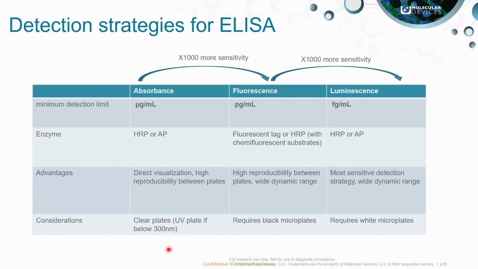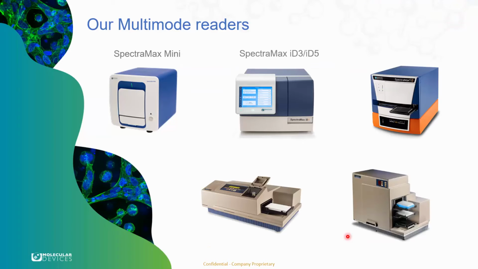When choosing which plates to use, it is recommended that a clear plate is used for absorbance, and if you're in the UV range, below 3 nanometer, you use a UV plate. With fluorescence, it is recommended to use a black microplate, and for luminescence, it is recommended to use a white microplate. Our multimode readers shown here are compatible with all three detection modes explained: absorbance, fluorescence, and luminescence.